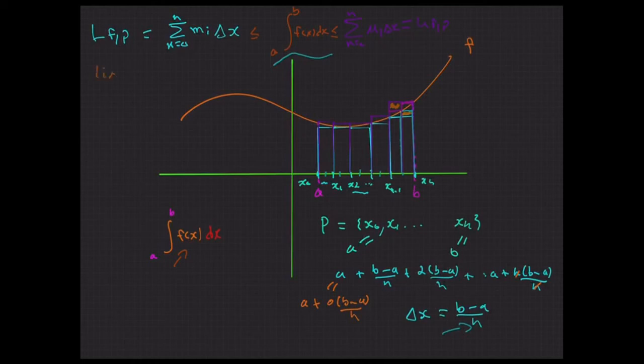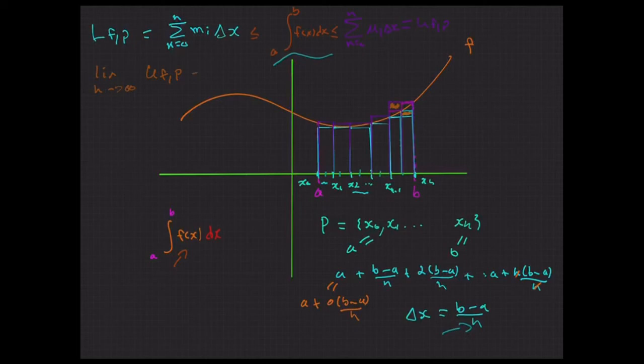If the limit as n goes to infinity of the upper sums of f with respect to p, where the p's are changing as n goes to infinity, we'll just call p the uniform partition with n pieces in it.